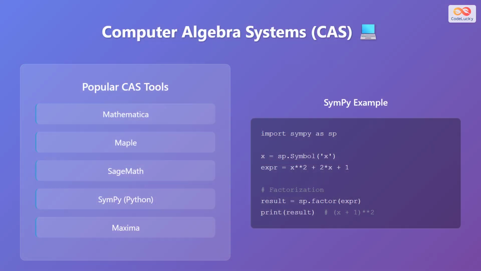To perform computer algebra, we use specialized software known as computer algebra systems, or CAS. Some popular tools include Mathematica, Maple, SageMath, SymPy, which is a Python library, and Maxima.